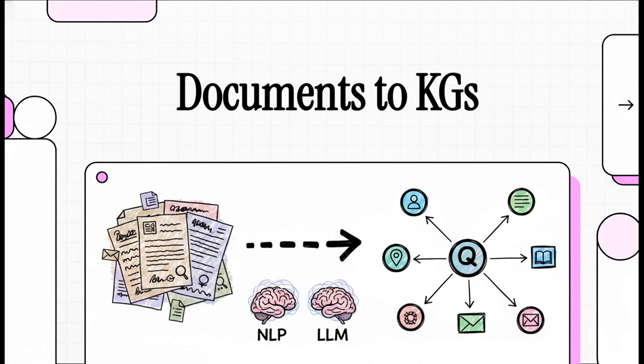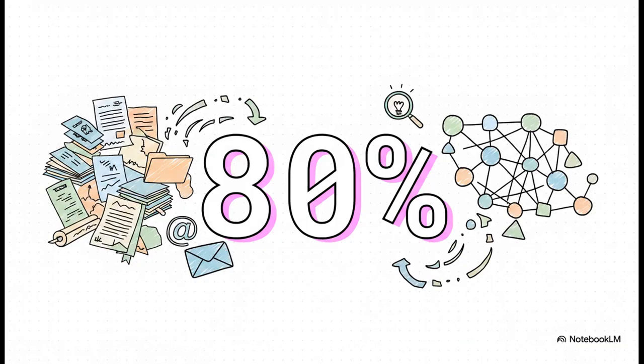Let's get into it. Think about this for a second. An estimated 80% of enterprise data is totally unstructured. 80%. It's just sitting there, trapped. Historical archives, complex legal contracts, customer emails. Traditional databases just can't handle the rich context hidden inside these formats. But knowledge graphs, they absolutely can, provided we know how to extract the right information.